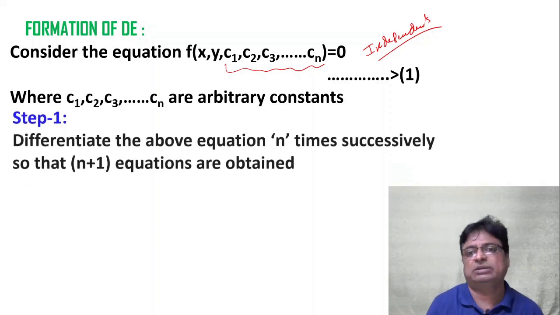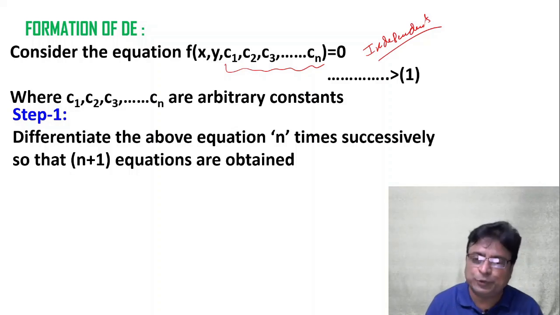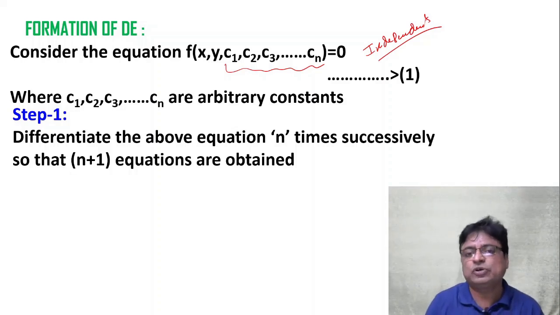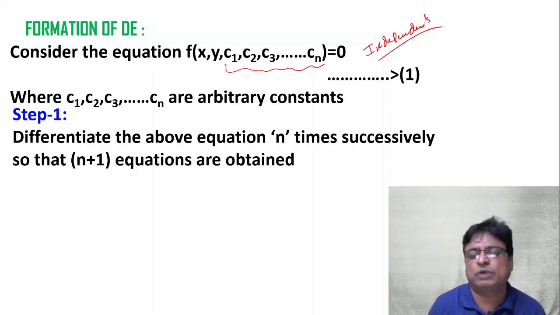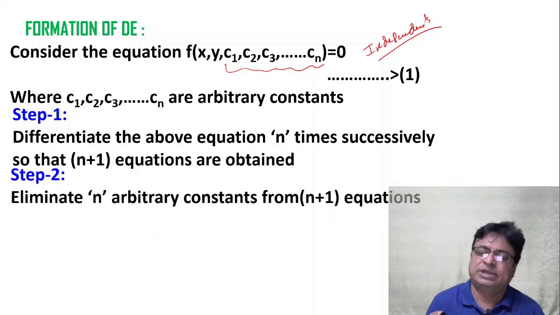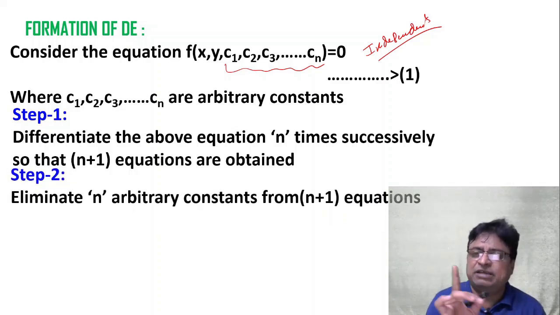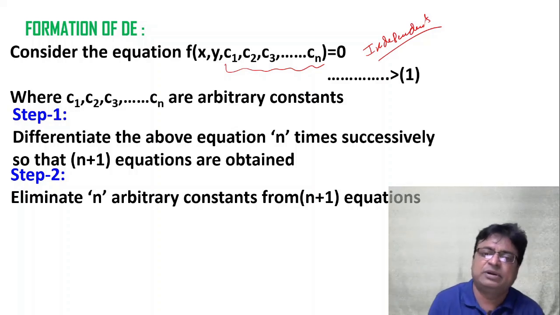The method is simple. Since it has n different arbitrary constants, what to do? You differentiate successively n times. So altogether, how many equations do you have? With equation number 1, you have n plus 1 equations. With the help of all these n plus 1 equations, you just eliminate all arbitrary constants. So if the equation has n arbitrary constants, you will get n plus 1 equations, and with the help of all n plus 1 equations, you eliminate all arbitrary constants.